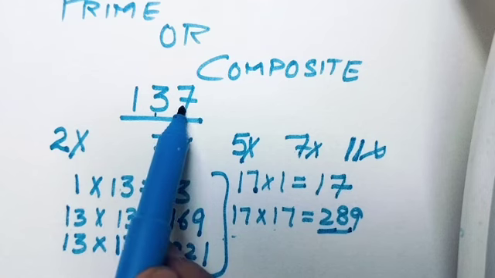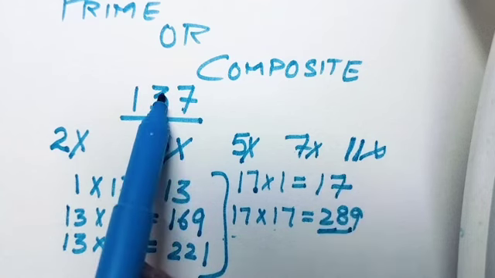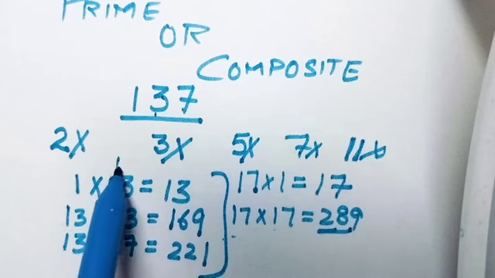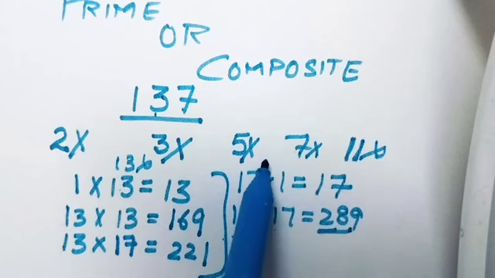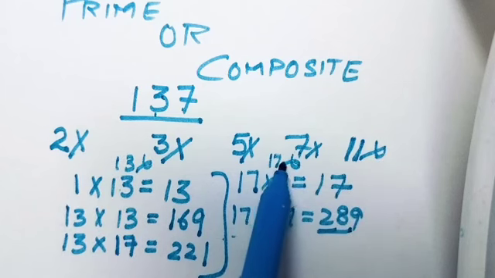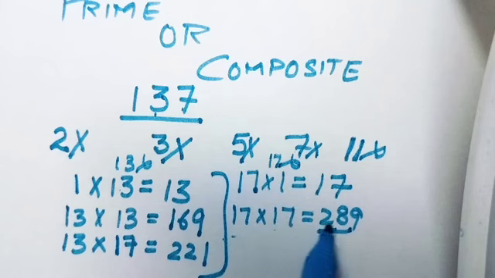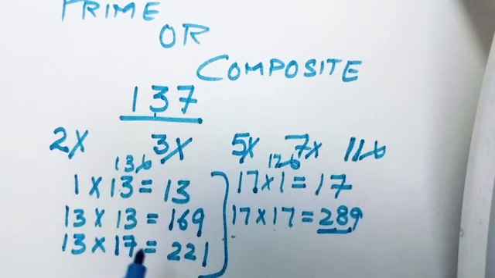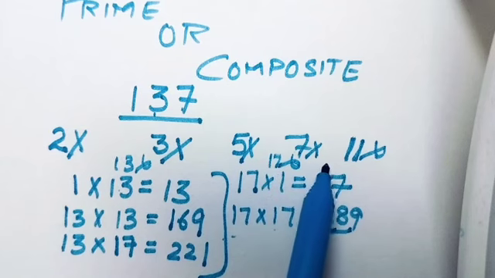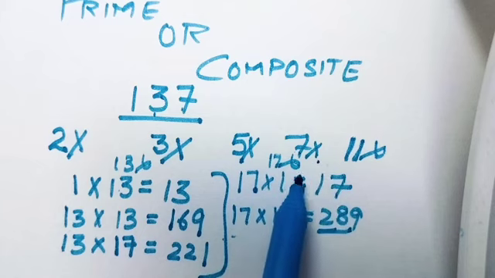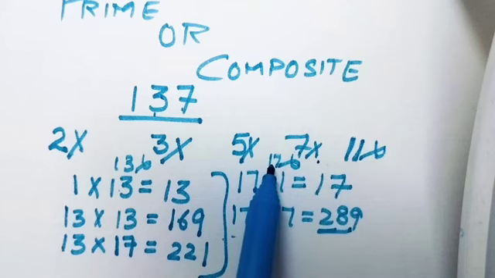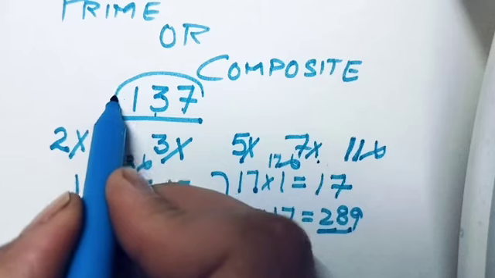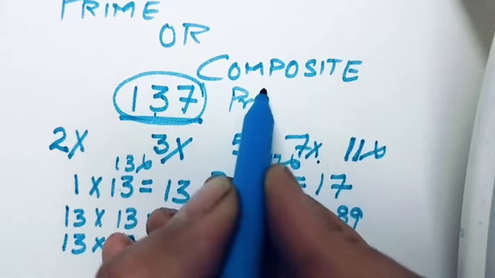So we can clearly say that 137 does not come in the table of 13. It will not come in the table of 17, and it will not appear in any other table above 17. So 137 is our prime number.